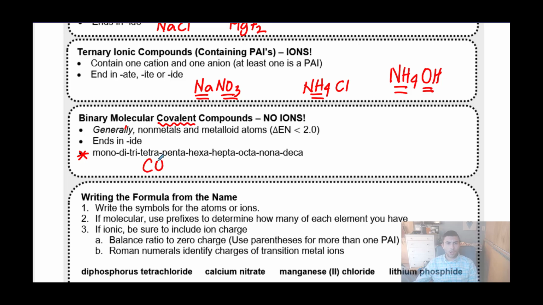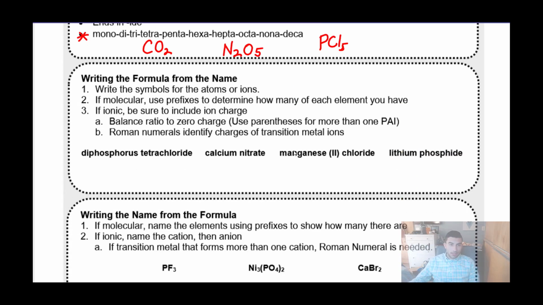So these would be things like carbon dioxide or dinitrogen pentoxide or phosphorus pentachloride, right, as an example. If we're going to write the formulas from the name, set of rules that we can use to remember, we want to write the symbol for either the atom or the ion, depending on what type of bonding is going on. If it's molecular, we use the prefixes to determine how many of each element we have. If it's ionic, we have to use the charges of the ions balanced to zero charge.